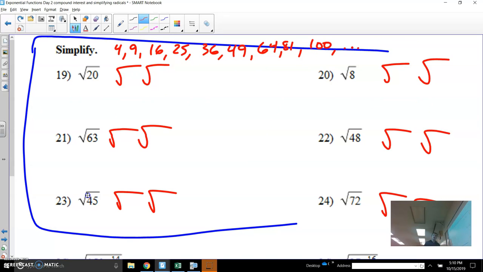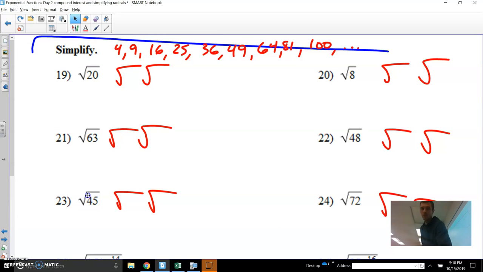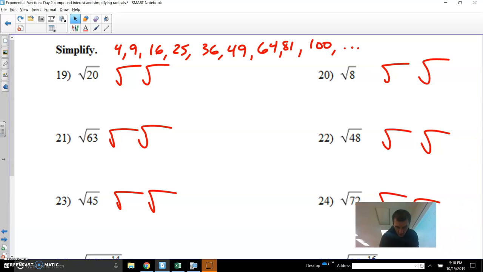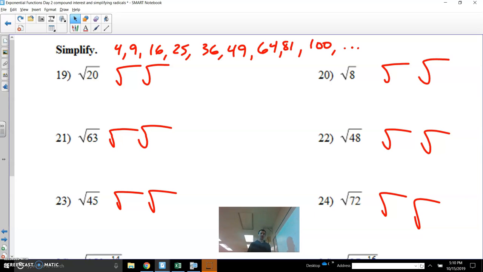Another thing we talked about was the idea of simplifying square roots that are not perfect. What I have at the very top, this blue line, at the very top we have all the perfect squares, and we need to use those perfect squares in order to simplify the non-perfect squares. So let's walk through at least two of them.